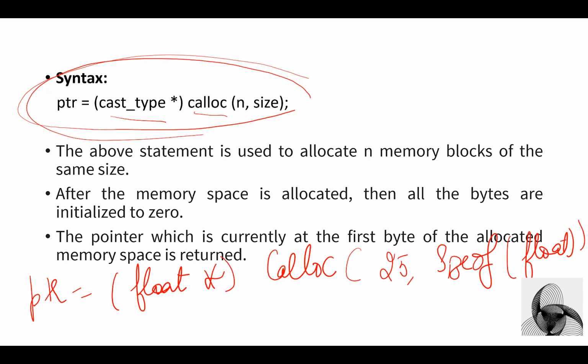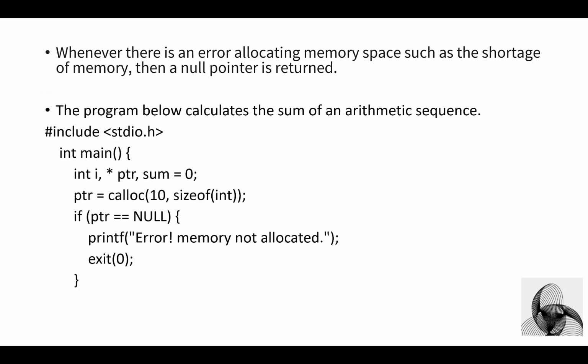This statement allocates contiguous space in memory for 25 elements of type float. Let's see the example of calloc function. This code calculates the sum of an arithmetic sequence. Inside the main function, we have declared a pointer ptr. This pointer will hold the base address of the block created.